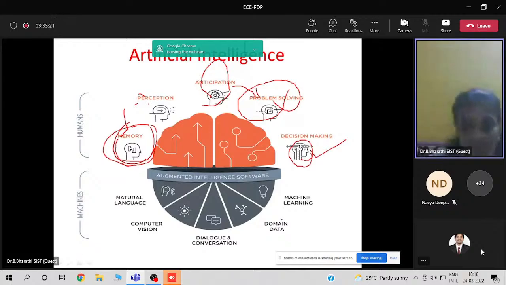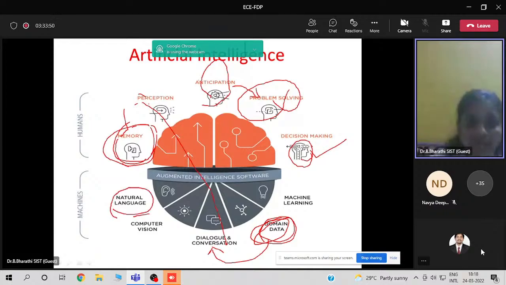Memory is what I call my domain data. So I collect all relevant data about the particular animal, or whatever it is, about the particular situation. My perception is equated to dialogue and conversation. I have my own questions, my own answers. Then I do my anticipation and problem solving. I think, rethink, and analyze situations. So I use natural language skills and computer vision, seeing something and analyzing, trying to understand the entire scenario. And finally, I apply my decision making skills, which is applying machine learning algorithms.